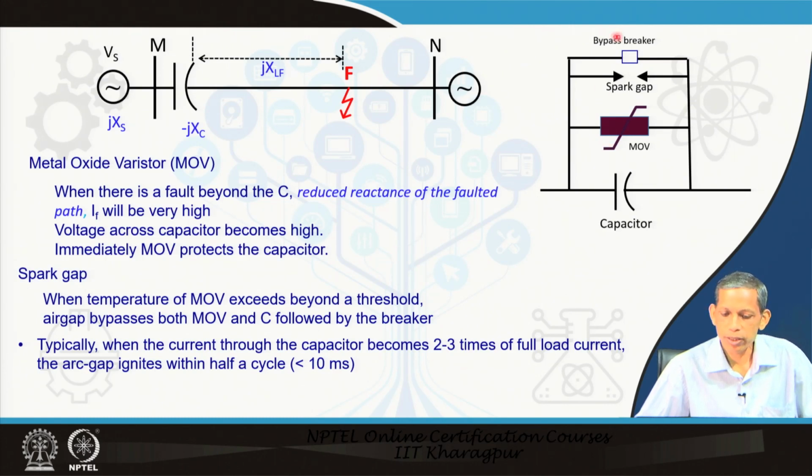So, with this functionality of the protection arrangement of the capacitor, the relay at this bus will see a particular current and voltage pattern, because the X of this capacitor will be modulated by this functionality of the MOV, spark gap or the bypass breaker.